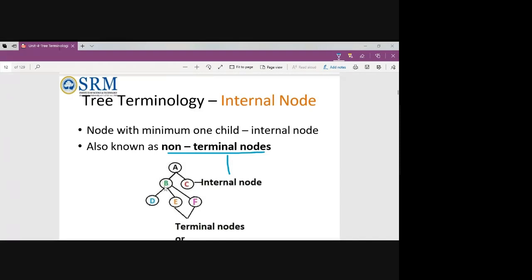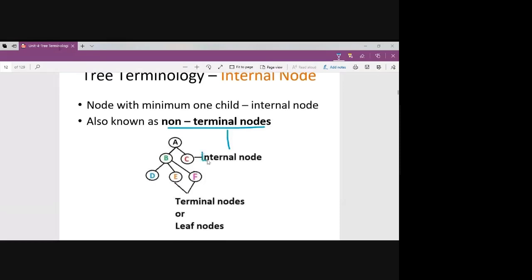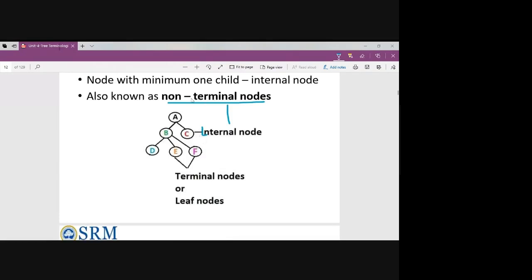Even this B is an internal node. C is also internal. The terminal nodes will be called leaf nodes, correct? So here this is called your leaf node, or you can call it terminal nodes. But B and D, these will be your internal nodes. This is your leaf node, which is called terminal nodes, and B and D will be your non-terminal nodes.